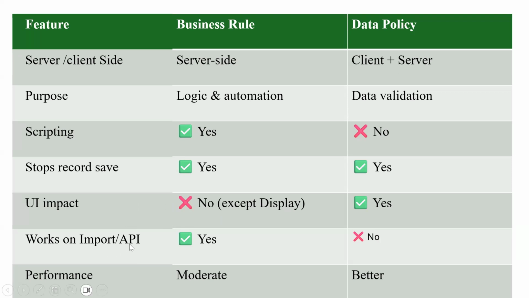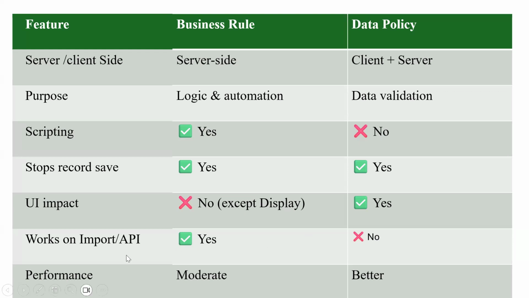And business rules work on imports or APIs. They will work on imports, import sets, REST APIs, and background scripts. A business rule runs no matter how the record is created. But a data policy works only on form submission, so API-created records bypass the data policy.